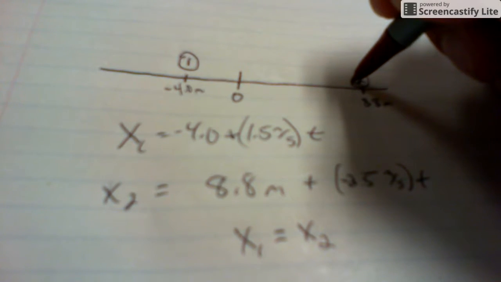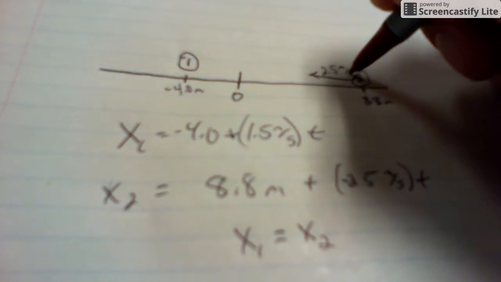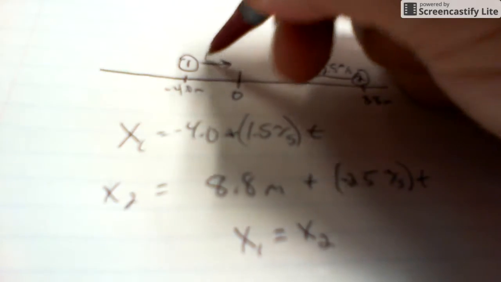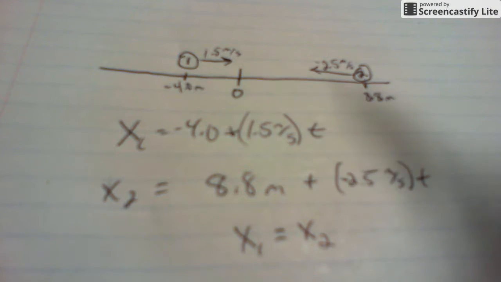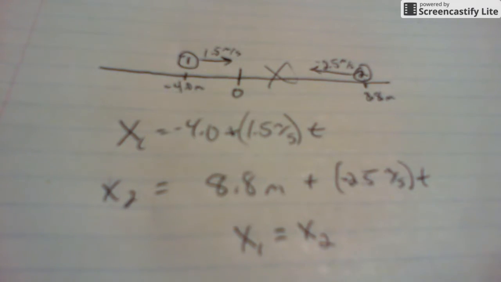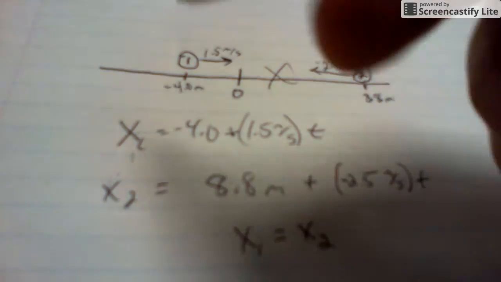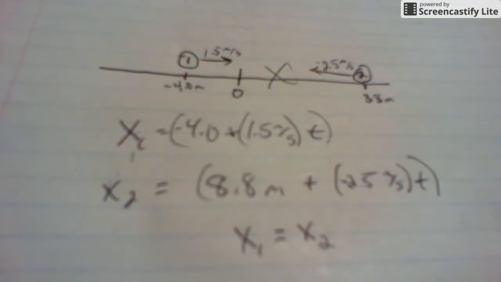Now, car 2 is headed in the negative direction at 2.5 meters per second. Car 1 is headed in the positive direction at 1.5 meters per second. Again, this is going faster. This is going slower. Obviously, they're going to collide somewhere in the middle here. This question asks what time. So they're going to be at the same position, so x1 equals x2. So that means that this whole equation can be set equal to this whole equation.